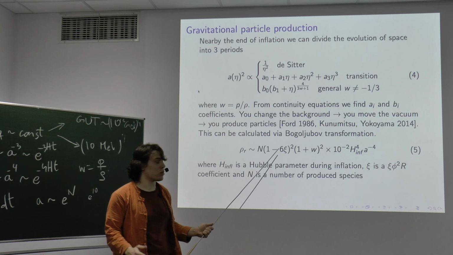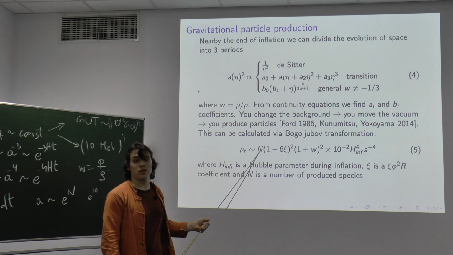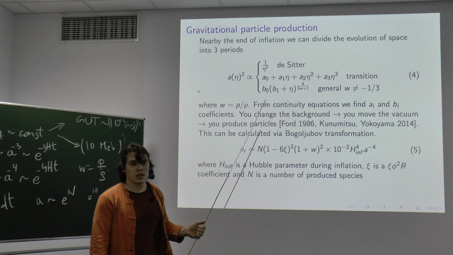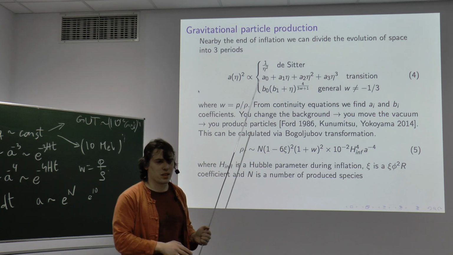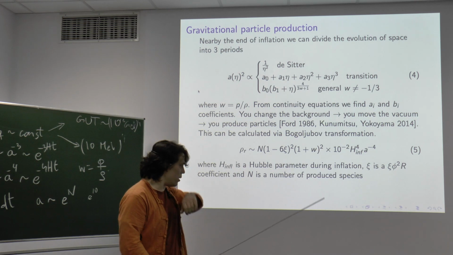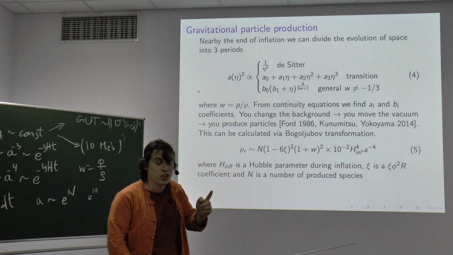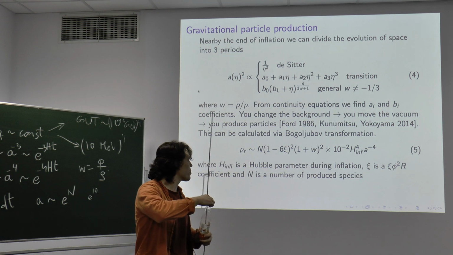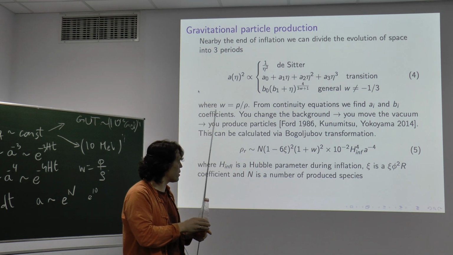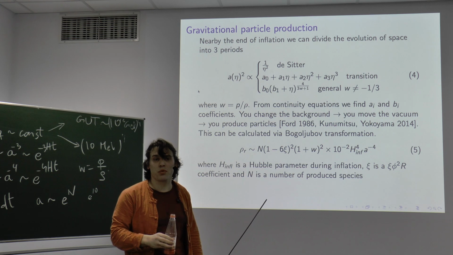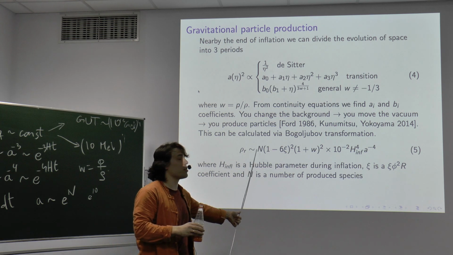How much radiation do you produce? Big N is the number of scalar degrees of freedom that you have in your early universe that you can produce. What do you mean by degrees of freedom? Scalar fields, yes, the number of scalar fields, I would say. And the minimal number is one, because there's the Higgs field for sure. But we can have much more. In supersymmetric theories, this would be like 100, more or less.